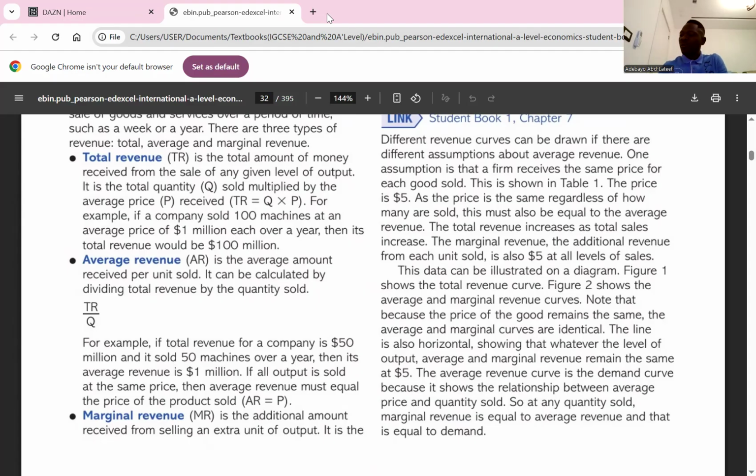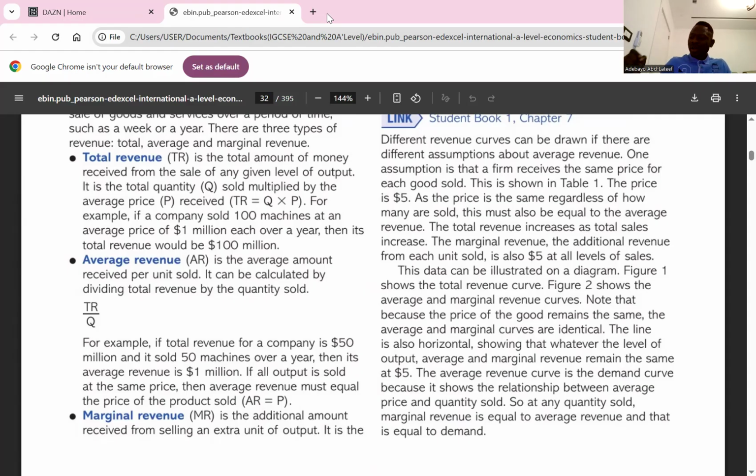So the graphical representation for a revenue curve. There are two assumptions for a revenue curve. The first assumption is that the price remains the same. If the price remains the same, it simply means that at each level of output sold, the marginal revenue and the average revenue will be unique. The only time our total revenue will increase is as the output sold increases.